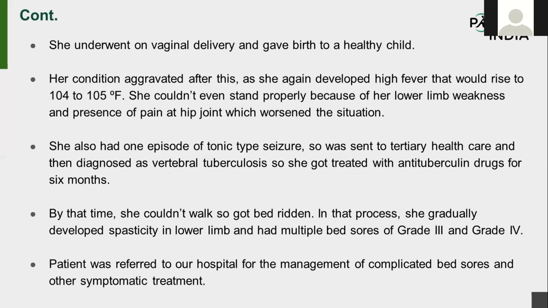Her condition aggravated after this as she again developed high fever that would rise to 104 to 105 degrees Fahrenheit. She could not even stand properly because of her lower limb weakness and pain at the hip joint, which worsened the situation. She also had one episode of tonic-type seizure, so was sent to a tertiary healthcare center and then diagnosed as vertebral tuberculosis. She was treated with antituberculosis drugs for 6 months. By that time, she could not walk, so she became bedridden. In that process, she gradually developed spasticity in the lower limb and had multiple bed sores of grade 3 and grade 4. The patient was referred to our hospital for the management of complicated bed sores and other symptomatic treatment.